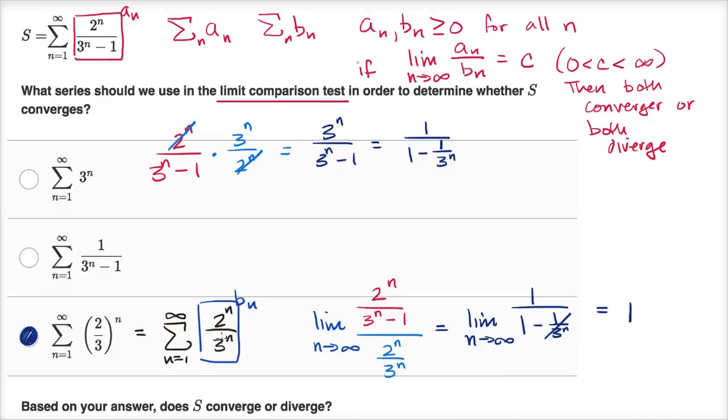Well, this is a geometric series. Our common ratio here is less than 1. So this is going to converge. This is going to converge. And because this one converges, by the limit comparison test, our original series S converges. And we are done.